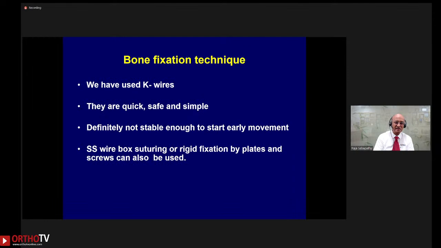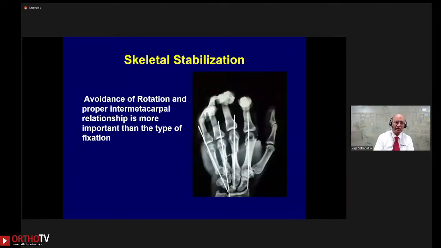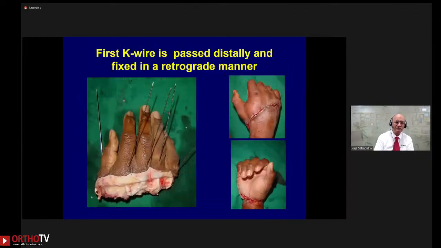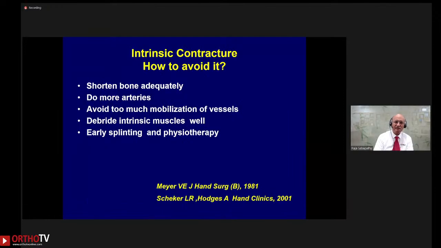We have used K wires because I find them very quick and simple. Of course, they're not stable enough to start early movement, but I think that has not been a great problem. Stainless steel wire suturing or rigid fixation with a plate can be done, but I always used K wires. The only thing you need to be careful to avoid is rotation. I think that's very important, and with experience, we should be able to get it. We pass the K wires distally first in a retrograde manner, and then after the preparation, we just push them in.